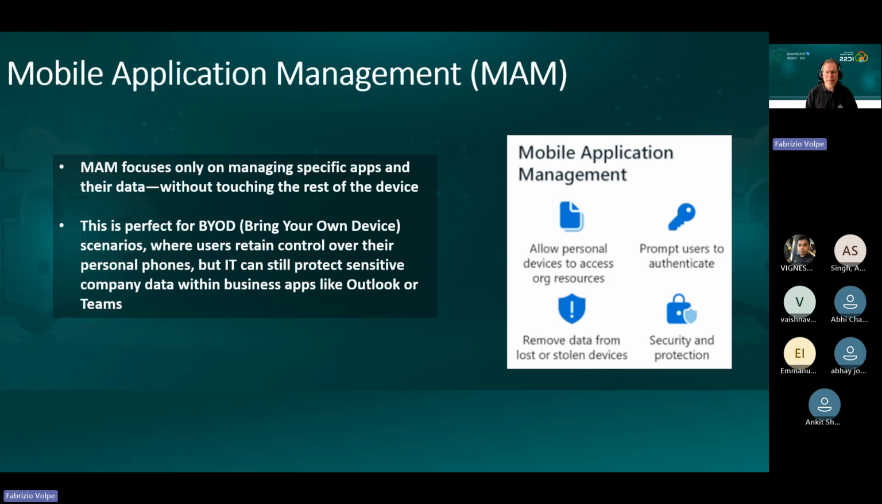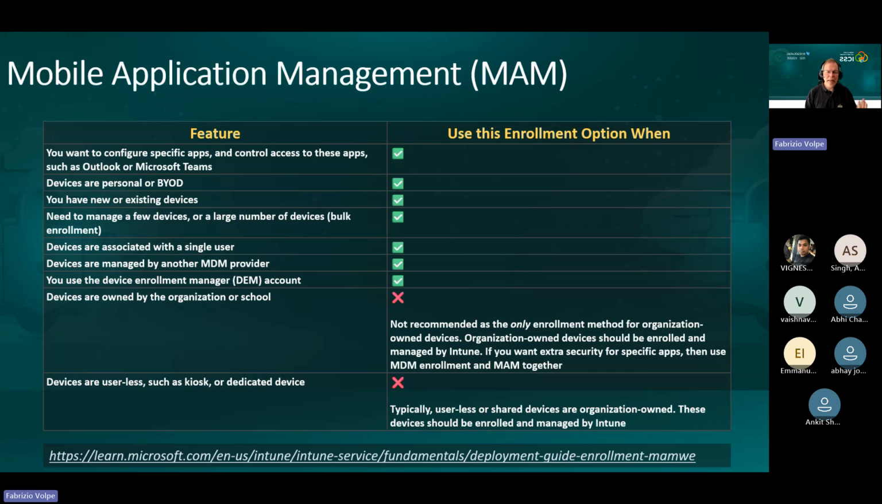On a personal device, I'm able to control what happens inside specific apps that I use for work. For example, Outlook, Teams, OneDrive, and SharePoint. This is a table from Microsoft that actually explains really well which one is the right situation to use MAM.